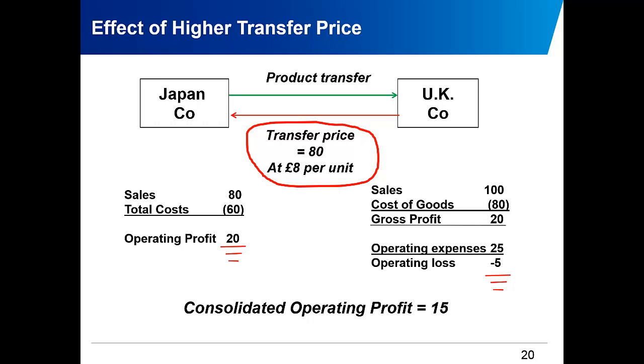What may be most telling here and is important in transfer pricing to keep in mind is notice that the consolidated operating profit in this example is 15. That is exactly the same as the consolidated operating profit of the two entities at the transfer price of £7 per unit. The amount of operating profit earned is going to stay the same, but where it's going to be reported is going to change based upon a change in the transfer price.